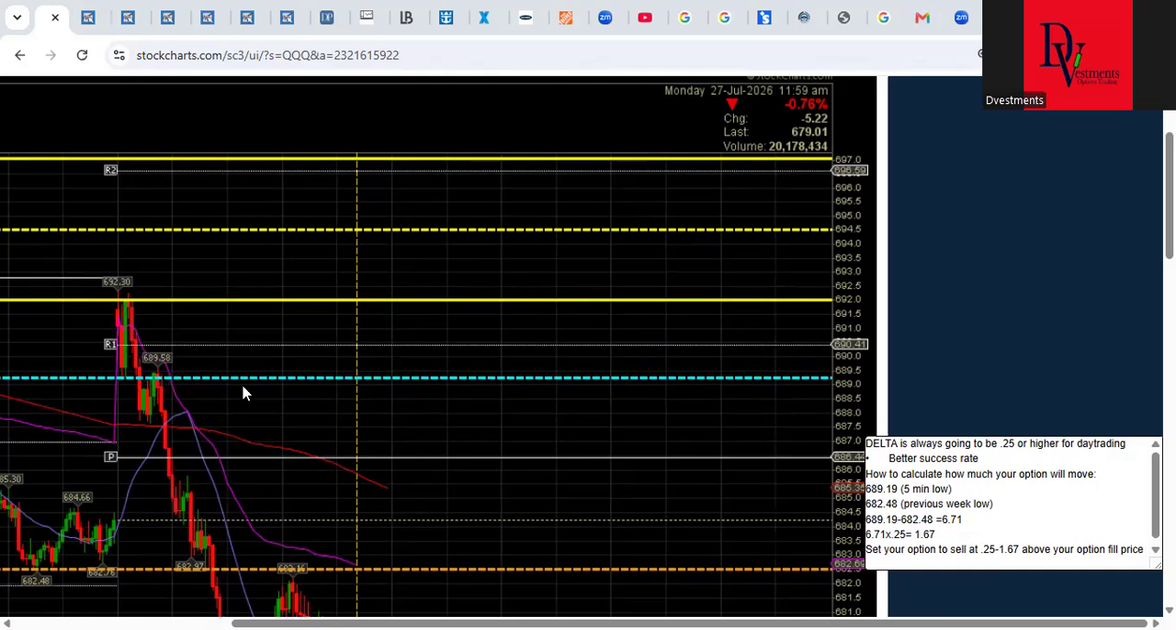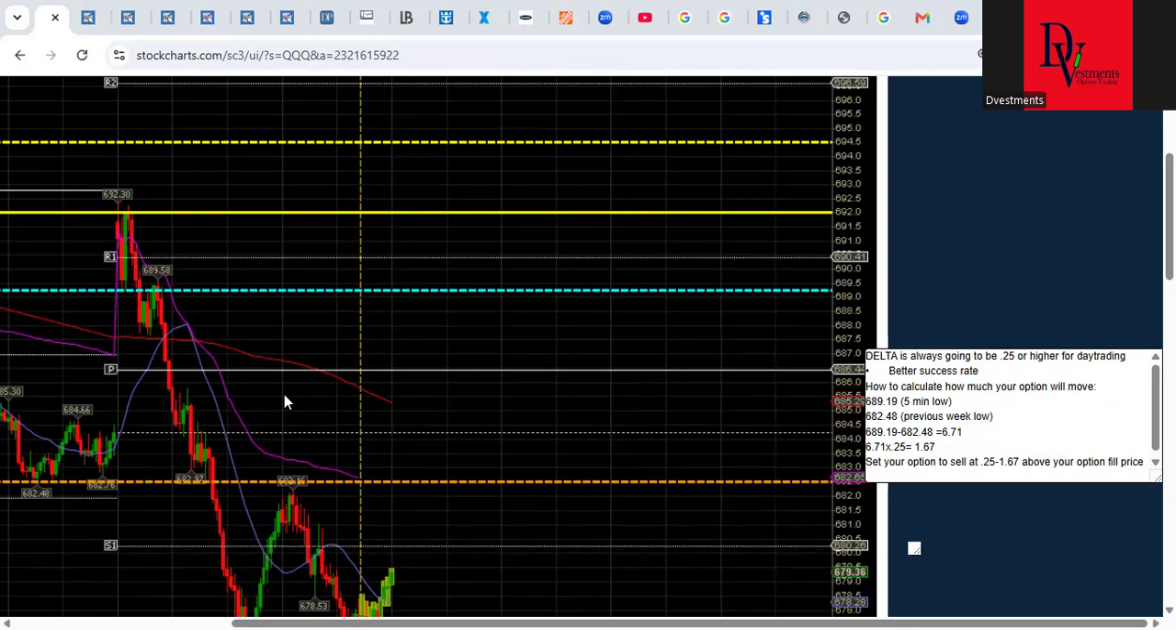As you can see, today was a down day. My directional bias candle, my 1 hour candle at 9:30, that candle was red. So I was definitely looking for some downward movement today. And I definitely got that.